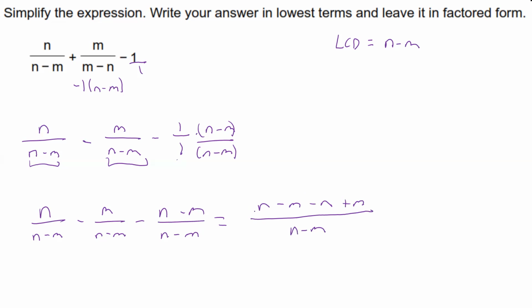Well, it looks like n minus n cancels, minus m plus m cancels, and so we get 0 over n minus m, which looks to be 0. Okay. So that one is a lot of work, but when we get done, it comes out to a nice simple answer. All right, let's stop there and come back for some more.